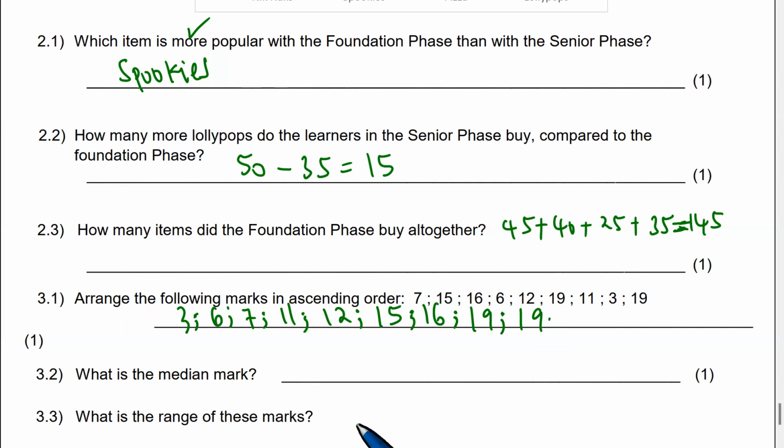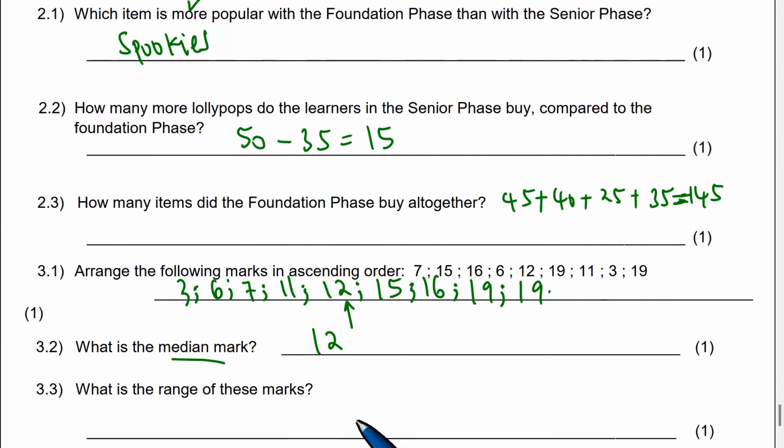12. Why? It's in the middle of the set of numbers. It's in the middle because if you look at the 12, then we have 2, 4 this side and 2, 4 the other side. So 12 is in the middle, so it's the middle number, and therefore the median mark is 12.